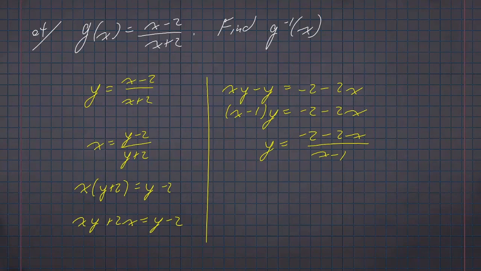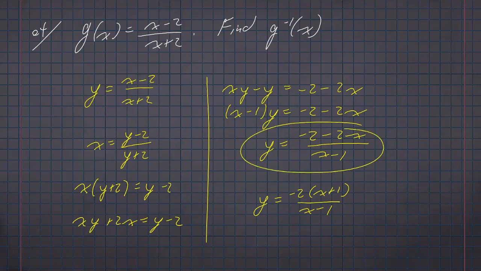Sure, there's a common factor of negative 2 in that numerator. I could factor it out if I want to and call it negative 2 times x plus 1 over x minus 1. But I'm just as happy to leave it like that and get that g inverse of x is something like negative 2x minus 2 over x minus 1.